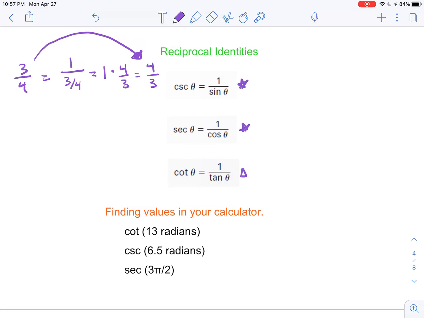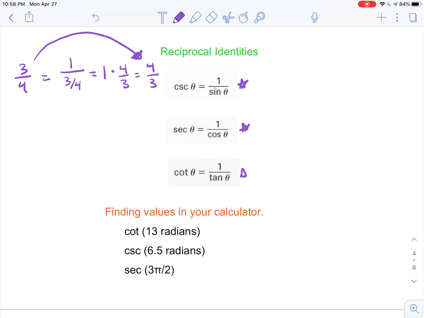So this is an identity. And again, this shows you the actual relationship between my sine value and my cosecant value. So if I wanted to calculate a cosecant, I would put 1 over sine. If I wanted to calculate a secant, I would do 1 over cosine. If I wanted to do a cotangent, I would do 1 over tangent value.